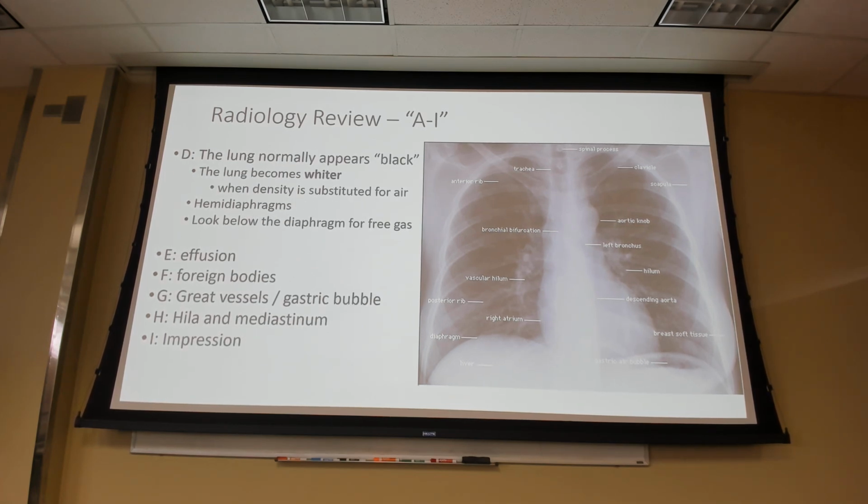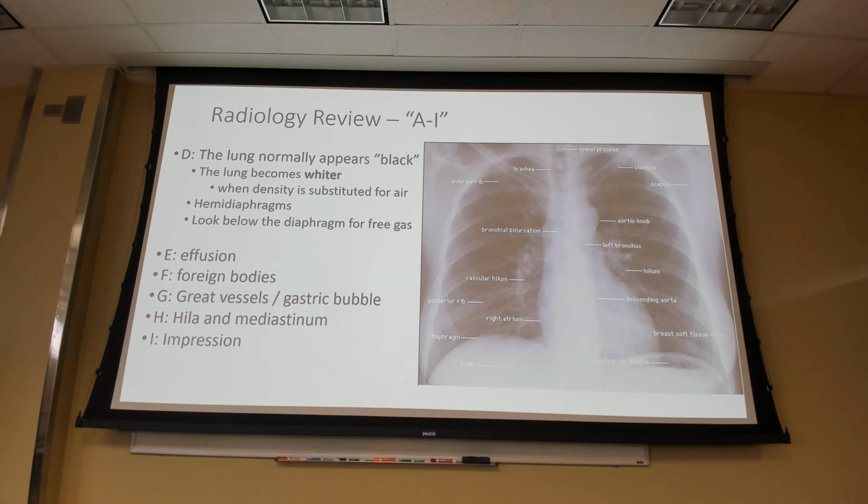Next, we're going to look for any density. The lung normally appears dark or black, and then it becomes whiter when anything is substituted for air. A lot of these pathologies we're going to talk about, with the pneumonias and pleural effusions and different causes, will light up and be a little bit whiter on there.